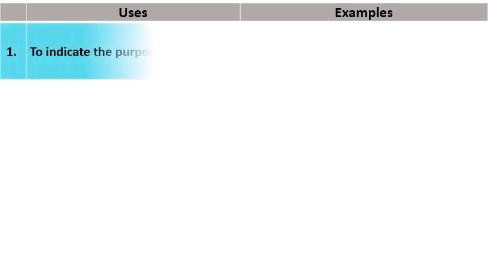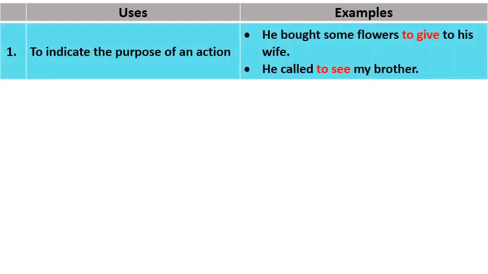So let's see the uses of to or full infinitive verbs with examples. Number 1, it is used to indicate the purpose of an action. For example, he bought some flowers to give to his wife. So here, to give is a to infinitive verb. He called to see my brother. So to see is a to infinitive verb, and a to infinitive verb means to plus the first form of the verb, the base form. And here they both show the purpose of an action.